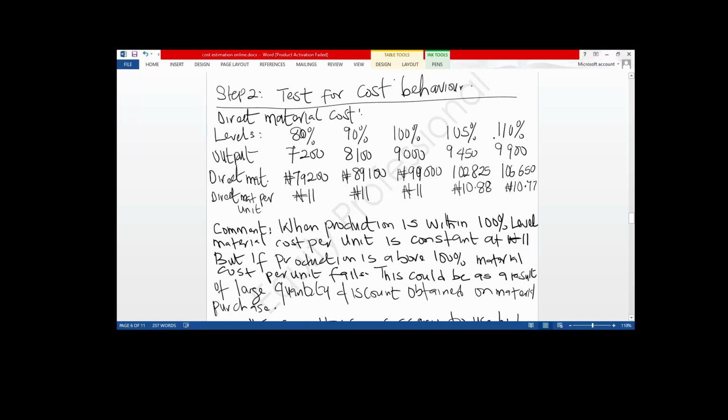Are you there, please? Yes, sir. Sir, why 105? I was thinking that 100 should have been the base, or 101. Okay, you are correct. You can either use 100 or 105. Either of them will give you the same answer. Whether you pick 100 or 105, it must be production from 100% and above. It must be above 100%.